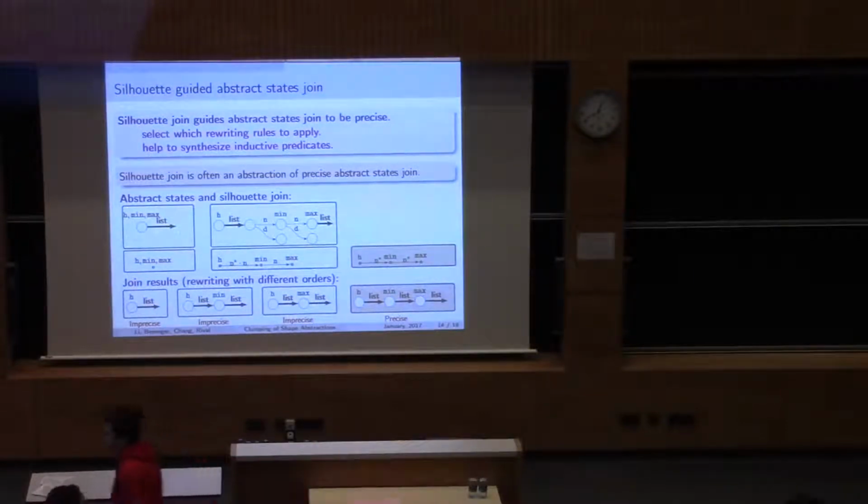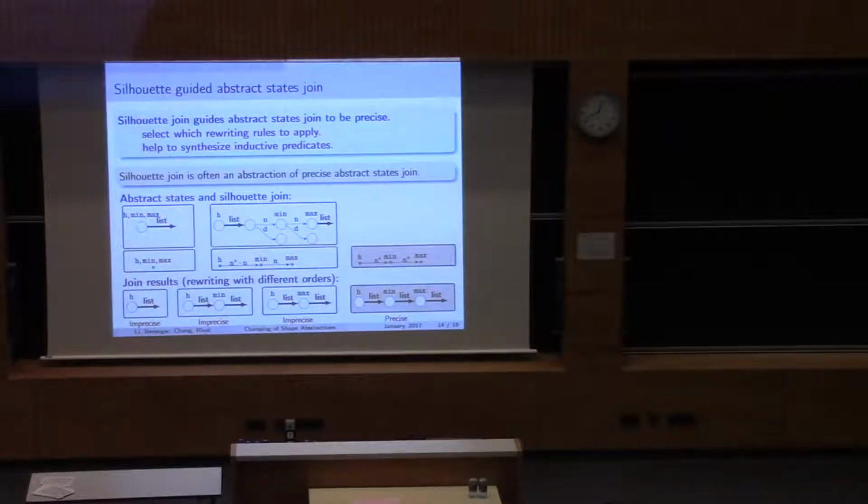So you said that silhouette is an abstraction of abstract states. Is the way it works independent from the way you represent states, or is it built alongside the abstraction? It's built from abstract states. So when we want to perform clumping, we first compute the silhouette from the abstract states, and then we perform clumping on the silhouette, which gets the clumping of abstract states.